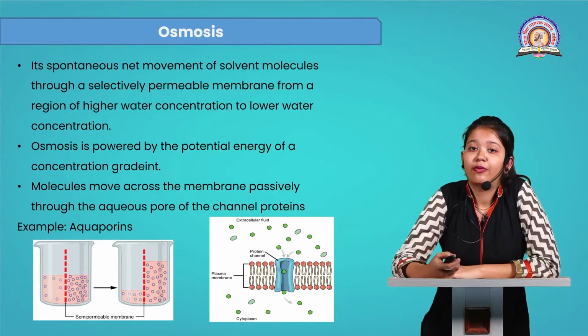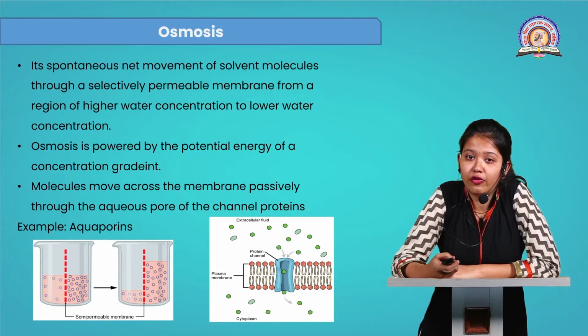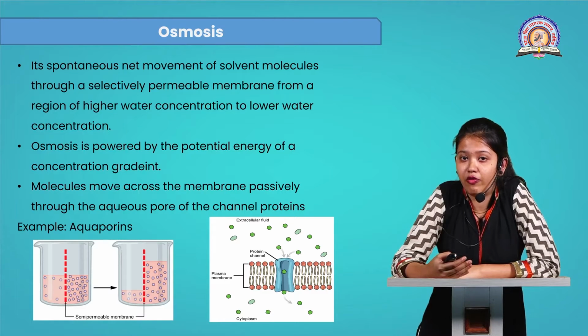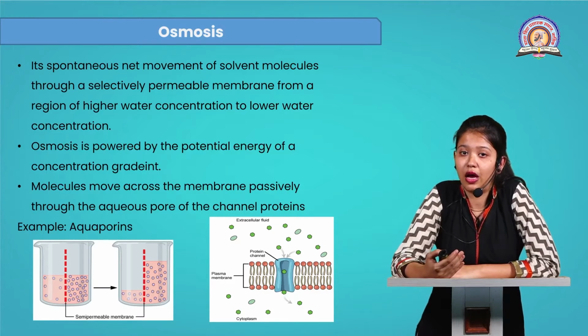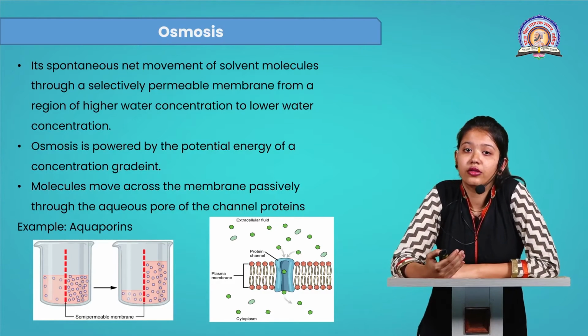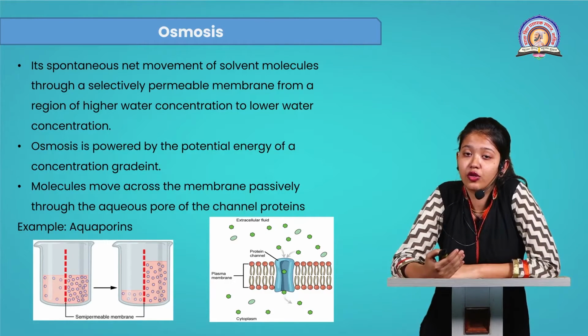Osmosis is the spontaneous net movement of solvent molecules through a selectively permeable membrane from an area of higher water concentration to an area of lower water concentration. Higher water concentration denotes where solvent molecules are high and solute molecules are low, and lower water concentration represents higher solute molecules. Osmosis is powered by the potential energy of a concentration gradient.